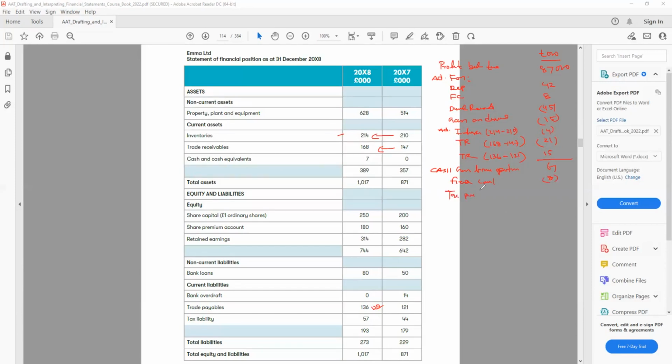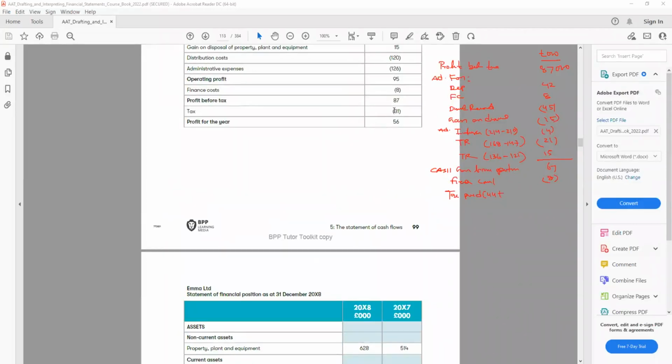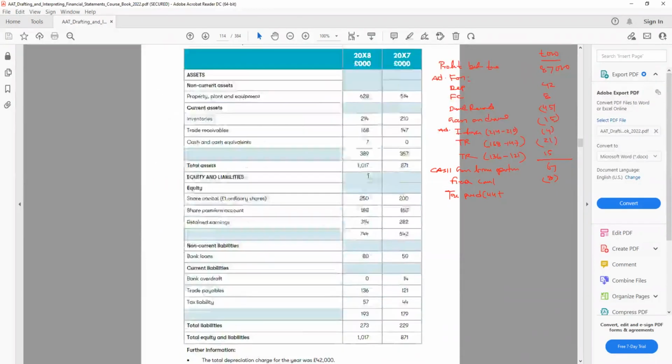Tax paid. Now for the tax, we need to do a little bit of workings. As I said, opening tax 44. That you have to find out. How much was the opening tax? That is 44. So we do 44 plus tax for this year, the current year, from the profit and loss account. So let's look at the profit and loss account. How much is the tax for this year? That is 31. So we need to add 31.